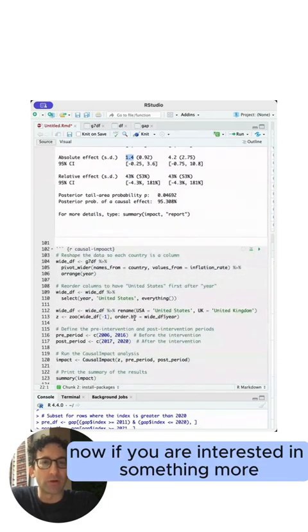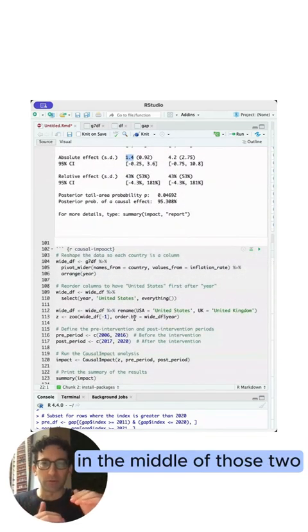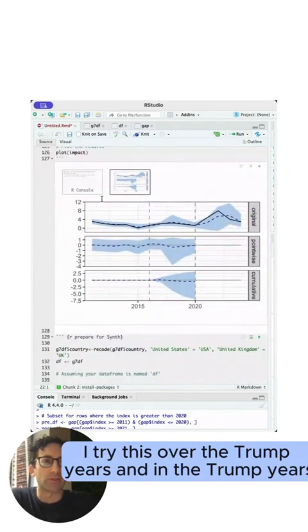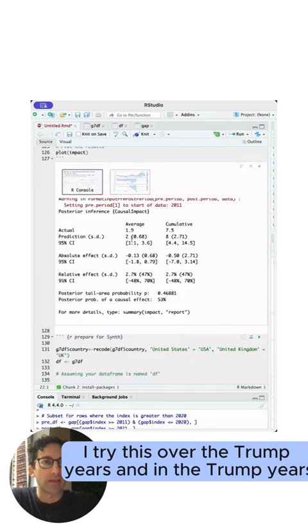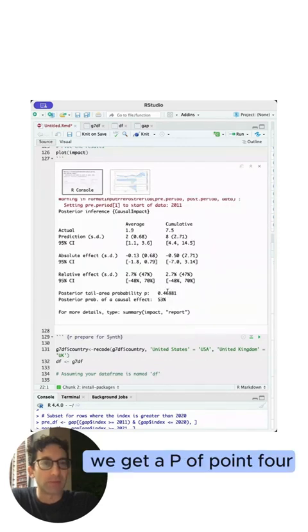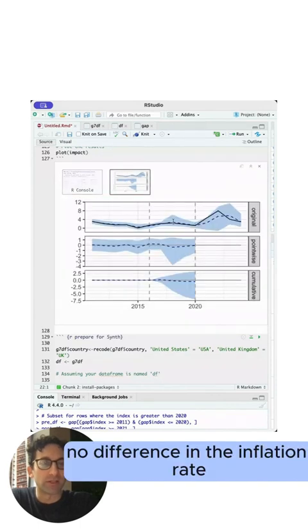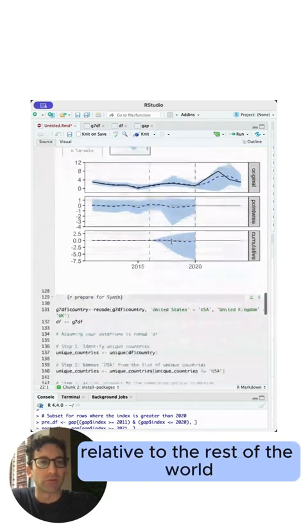Now, if you are interested in something that's in the middle of those two, there is another package. Also, I try this over the Trump years, and in the Trump years, we get a p-value of 0.46 and basically no difference in the inflation rate relative to the rest of the world.